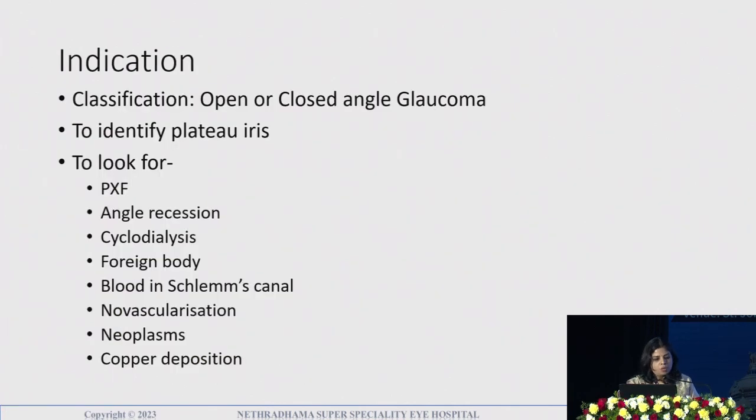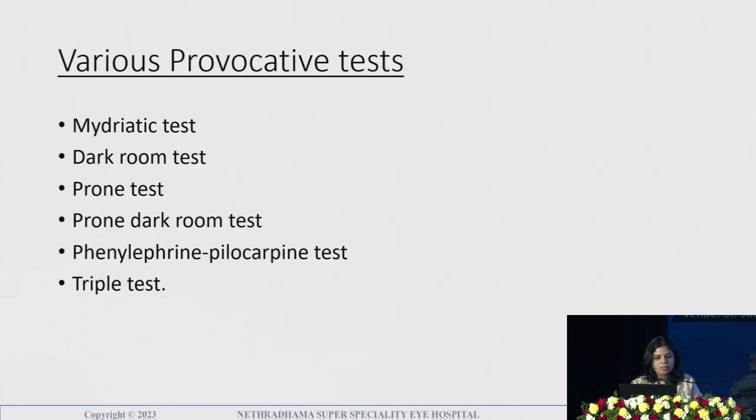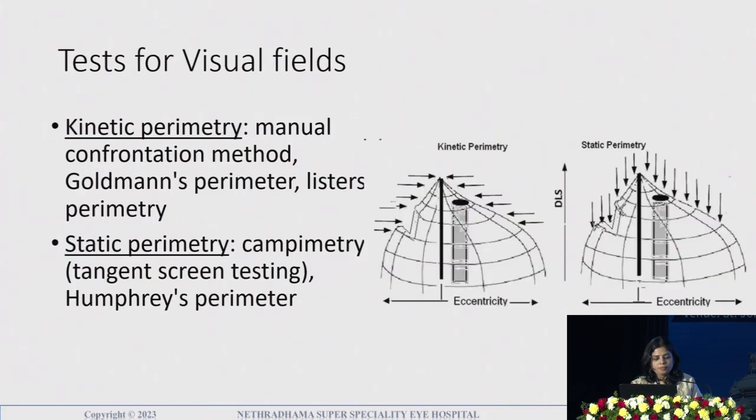While doing the gonioscopy, you also have to visualize if there is any pseudo-exfoliation, whether there is any angle recession which is suggestive of trauma, cyclodialysis, whether there is any foreign body which is present, neovascularization, or any copper deposition in Wilson's disease. These were the other tests which were done in the past. Nowadays, these are not used. Various provocative tests like mydriatic and darkroom test.